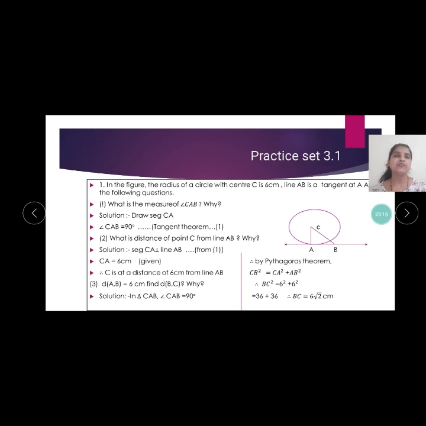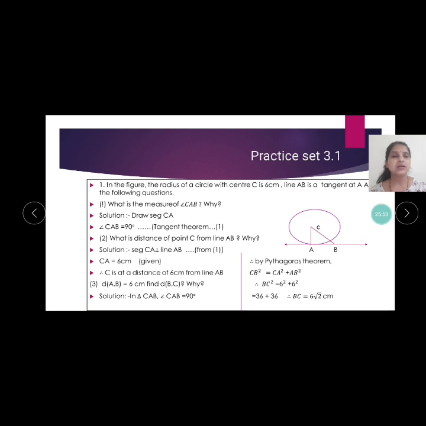The second thing that we have to find over here is the distance of point C from line AB, and why. So we have to find the distance of point C from AB, right? CA is 6 centimeter, that is already given to us. So what will be the distance? Distance from point C to line AB will be equal to 6 centimeter. Okay. Third one, AB is given to us as 6 centimeter. We are supposed to find out the length of BC.